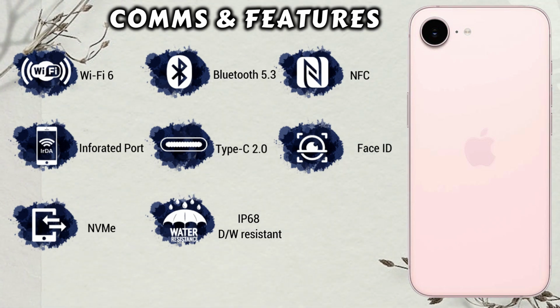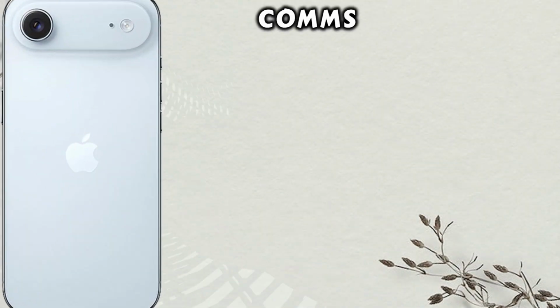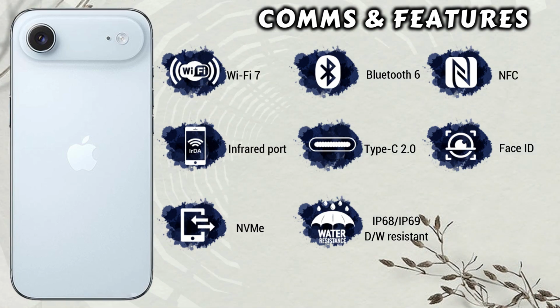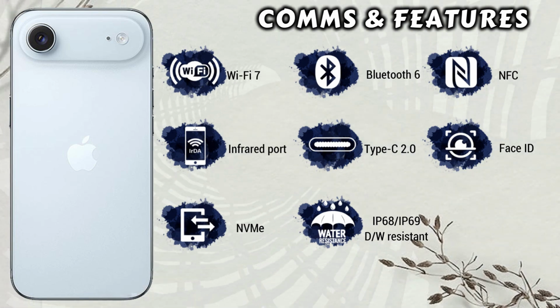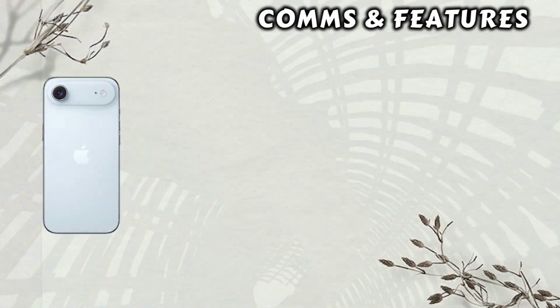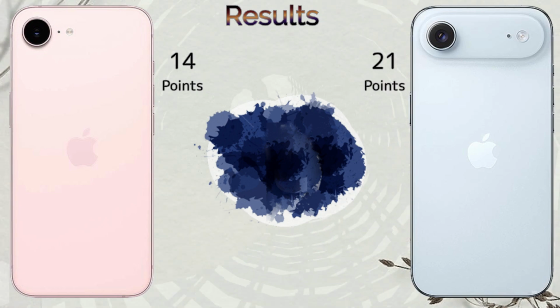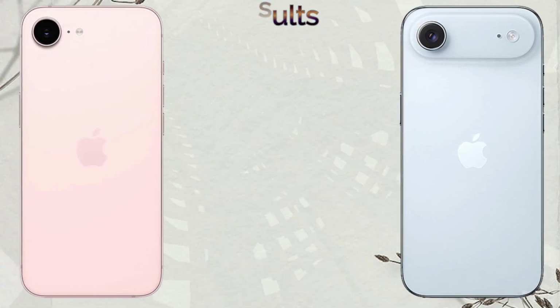Apple iPhone Air and Apple iPhone 17e come with Wi-Fi 7, Bluetooth 6, NFC, NVMe, Face ID, IP68 dust-tight and water-resistant. Apple iPhone Air got 21 points and Apple iPhone 17e 14 points.